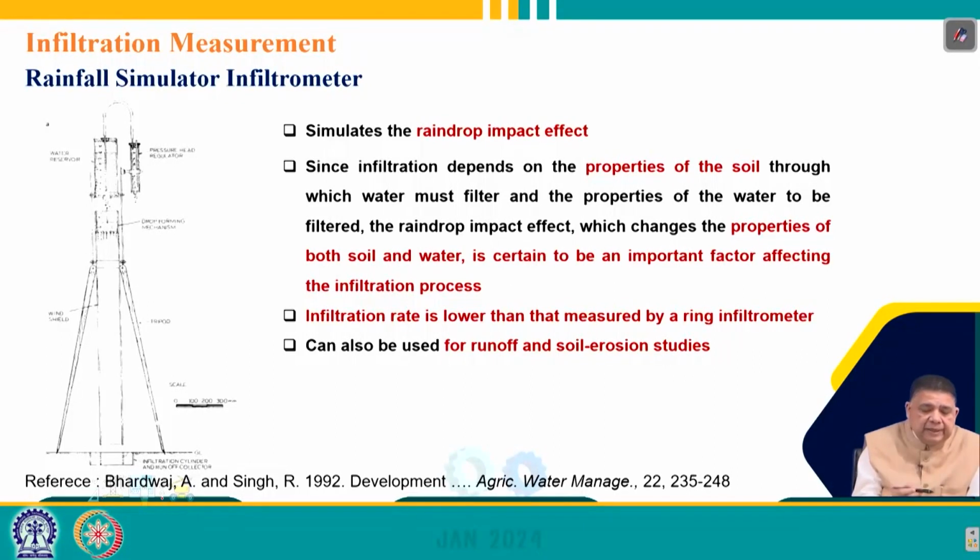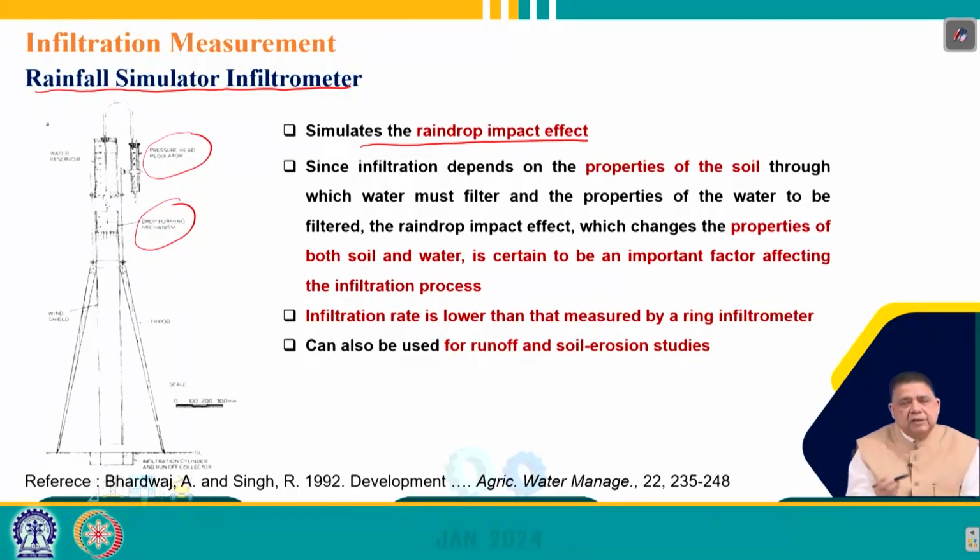Then, in order to take care of this, a device called the rainfall simulator infiltrometer has been developed, which simulates the raindrop impact effect. Of course, there is a drop forming mechanism and water is maintained here, and then a constant head is maintained. There is a pressure head regulator for maintaining constant head, and then there is a drop forming mechanism. So, under constant head, these raindrops are formed and they fall on the soil surface. So, that process of rainfall is simulated in this case.